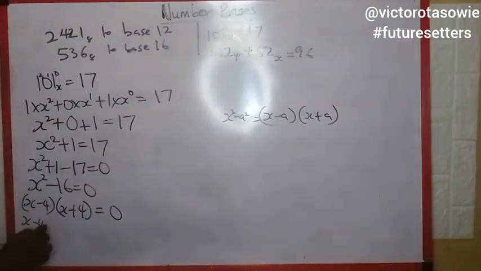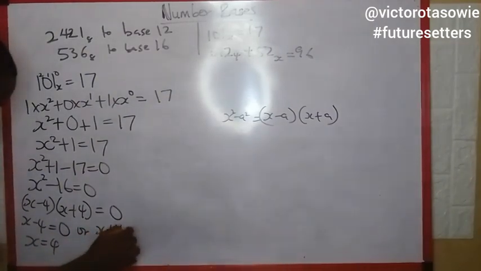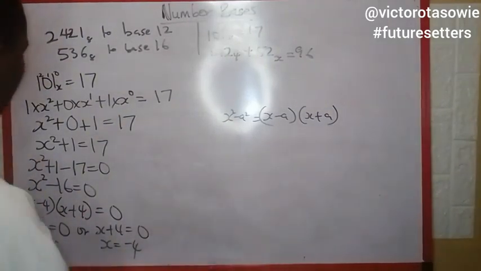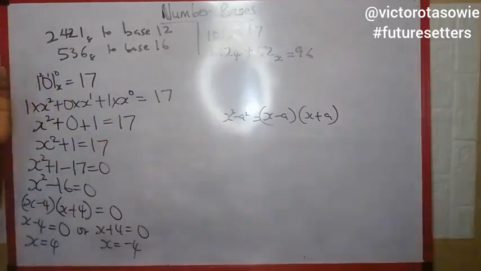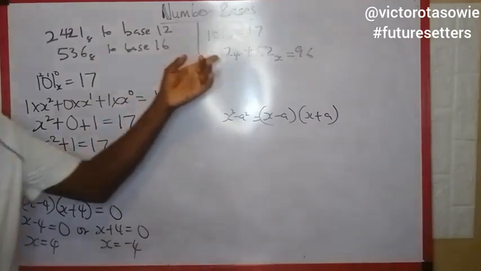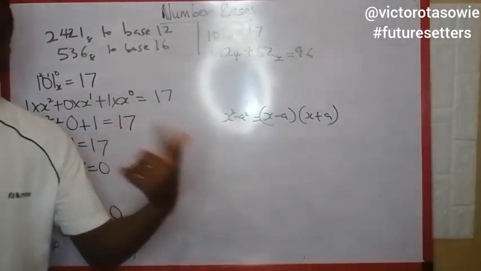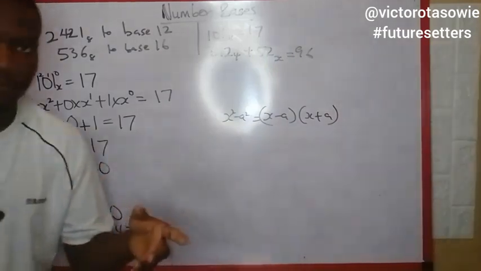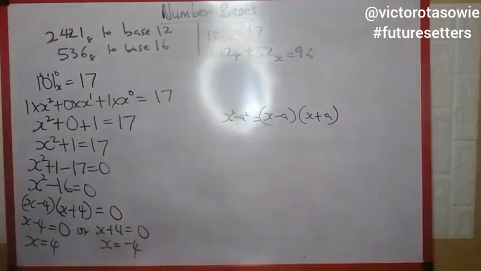So we equate the brackets. So x equal to 4, or x plus 4 equal to 0. Therefore x equal to what? Minus 4. We can either have x to be 4 or x to be minus 4. So in this situation, the value of the base is going to be 4. Take note that the base in number bases does not have to be negative. The base has to be greater than 1, and the base has to be positive. So if the base is positive, that means x has to be 4. x can never be minus 4.